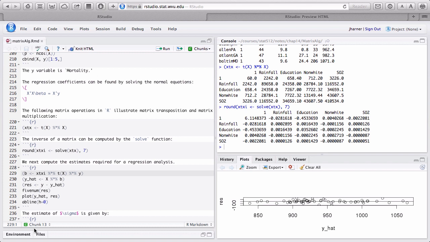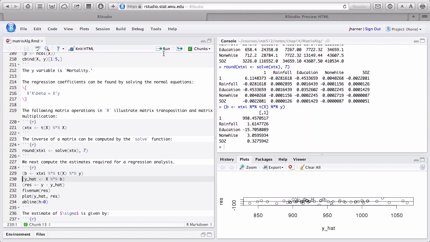X transpose X inverse, matrix multiply the transpose of X, matrix multiply Y. You see what I've done there? And that's B. These are my regression coefficients. So I can run that. Those are my regression coefficients for the intercept is 998.46. The coefficient shows a positive relationship with rainfall. In other words, the more rainfall, the higher the mortality.